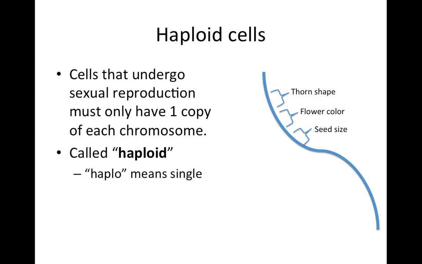In cells that undergo sexual reproduction, they need to have had a reduction in the number of copies of chromosomes from 2 to 1. So these cells are going to be called haploid cells. The prefix haplo means single. So these are cells with only one set of chromosomes per cell.